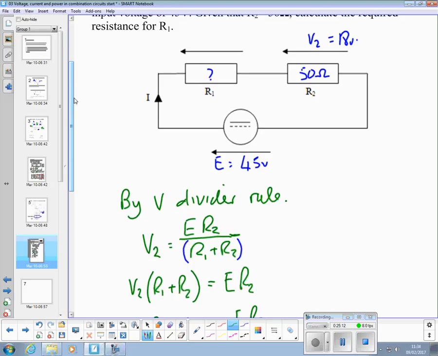Or the alternative method is to say I is equal to V2 over R2. That's 18 over 50 equals what? That's 0.36 amps. Yep.